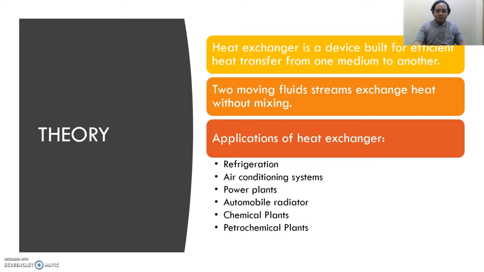Number two is the air conditioning system. This is where you can see around you the system that can cool down the entire surrounding, like a classroom or in the library perhaps. And the other applications are power plants, automobile radiators, which you can see in cars, and chemical plants, and also petrochemical plants.